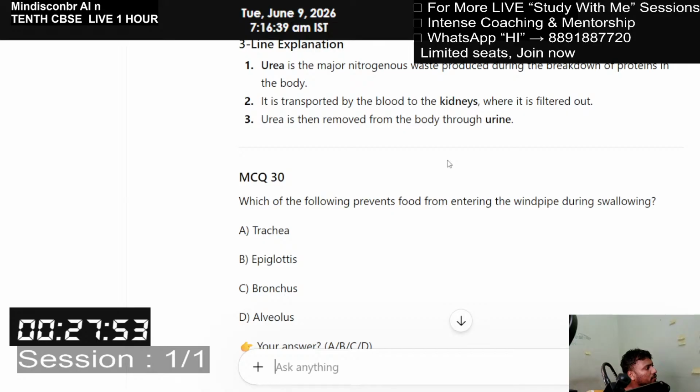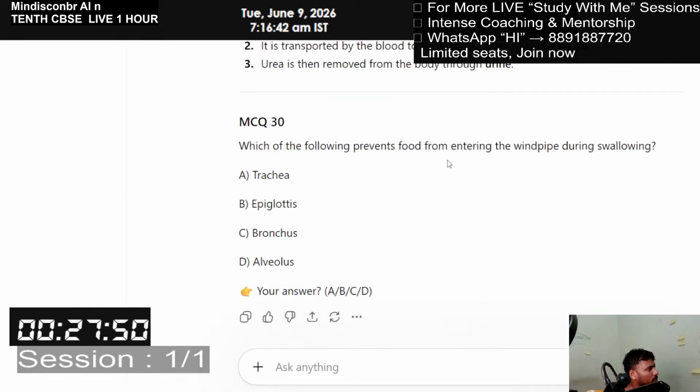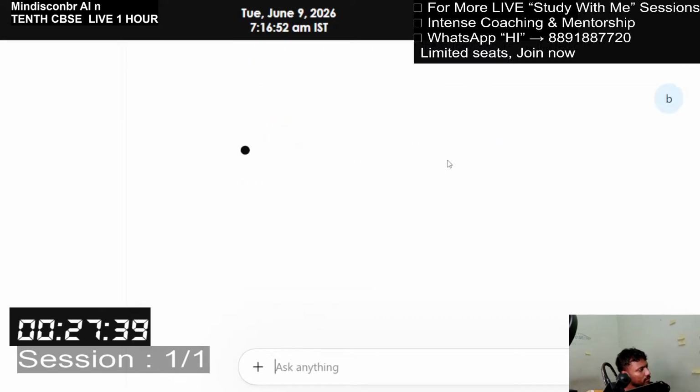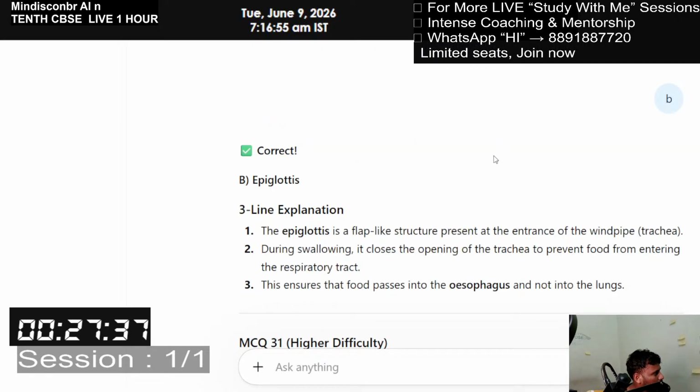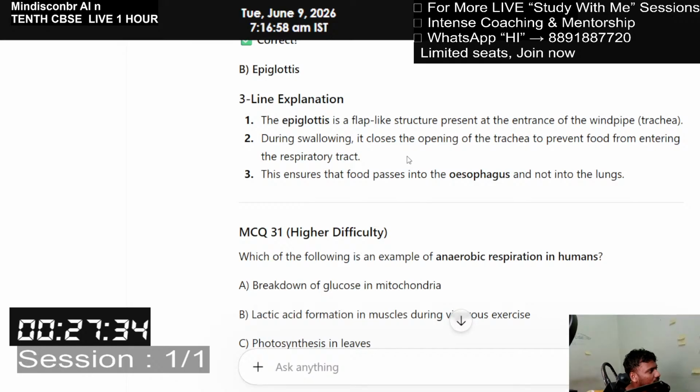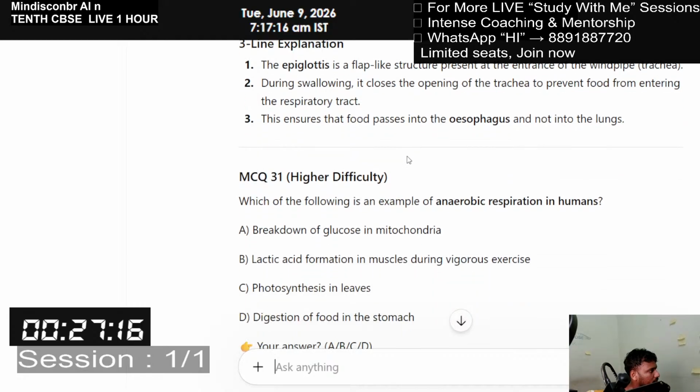Which of the following prevents food from entering the windpipe during swallowing? Epiglottis. The epiglottis is a thin flap-like structure present at the entrance of the windpipe, or trachea. During swallowing, it closes the opening of the trachea to prevent food from entering the respiratory tract. This ensures that food passes into the esophagus and not into the lungs.